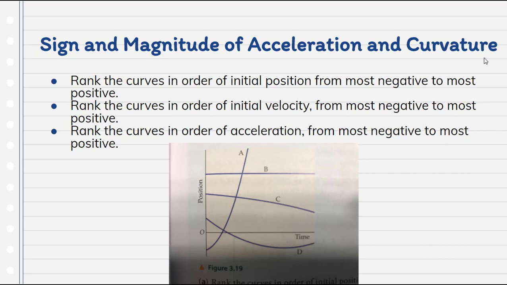If we rank them in terms of order of acceleration from most negative to most positive, the most negative acceleration there is D because it has a great curvature going downward. Following that would be C, then B with zero acceleration, and then A with very rapid acceleration moving up.